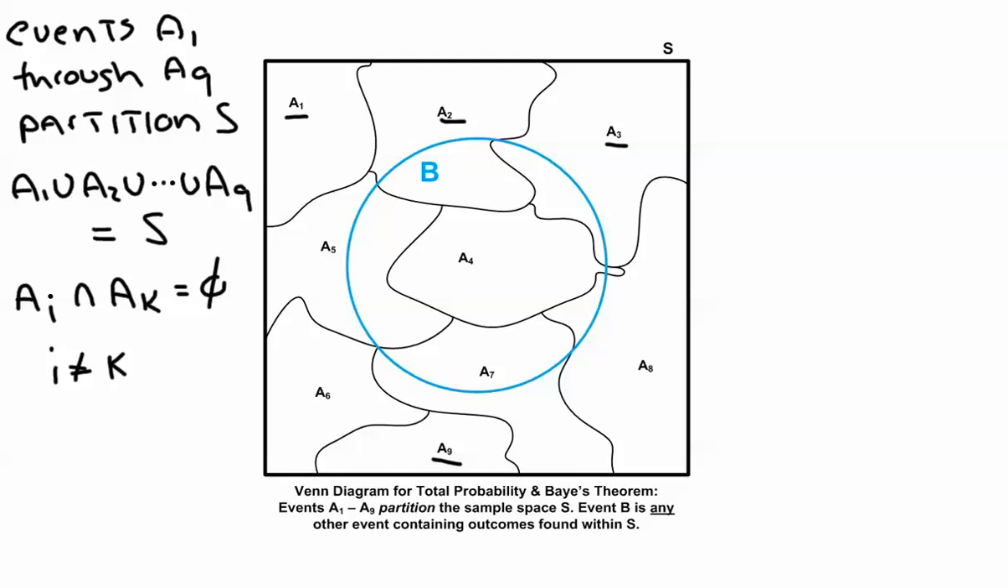B, for purposes of the discussion that we're about to have, is any other event. I've shown it here just as a blue circle. It could be any event, any event. So B is any other event.